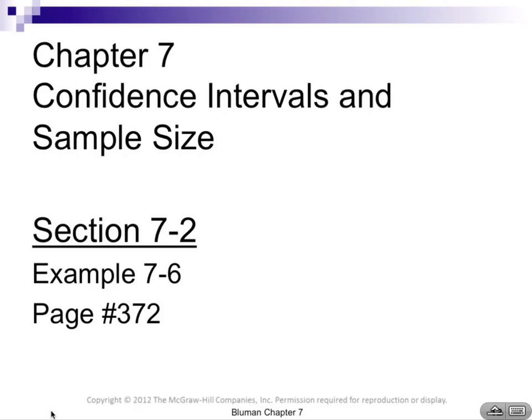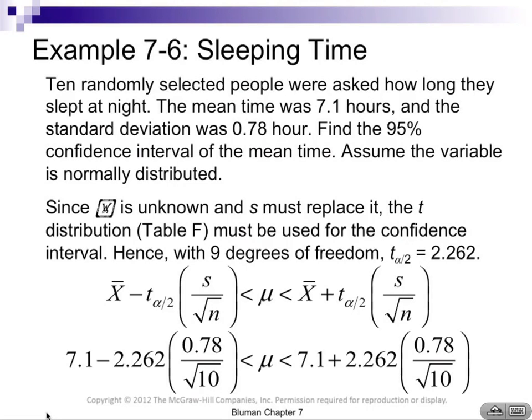All right, this is 7.2, a problem on page 372. Sleeping time. 10 randomly selected people were asked how long they slept at night. The mean time was 7.1 hours, and the standard deviation was 0.78. Find the 95% confidence interval of the mean. Assume the variable is normally distributed.